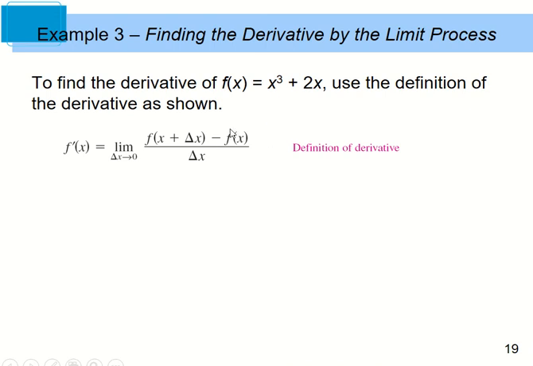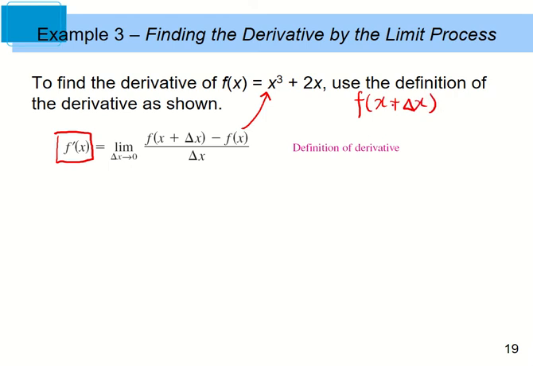Okay, so first we have this function f(x) equals x to the power of 3 plus 2x. So this function, right, is actually here. This is the function. Now, to find the derivative of the function, we need f(x), which is this one. We also need f(x plus delta x). So we are going to proceed to find f(x plus delta x) first.